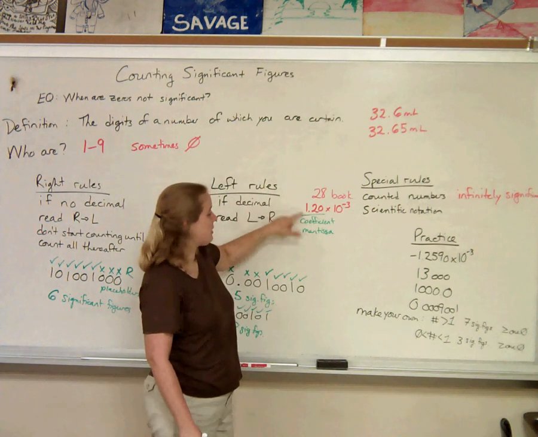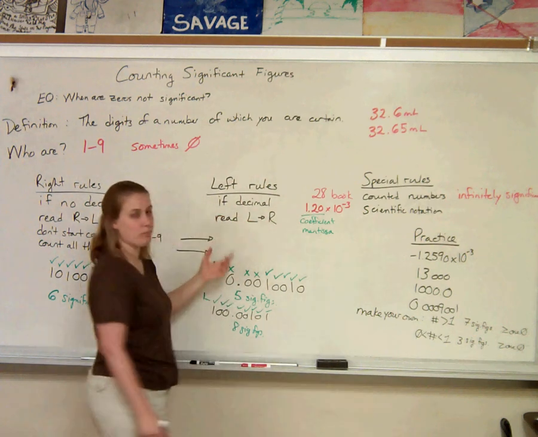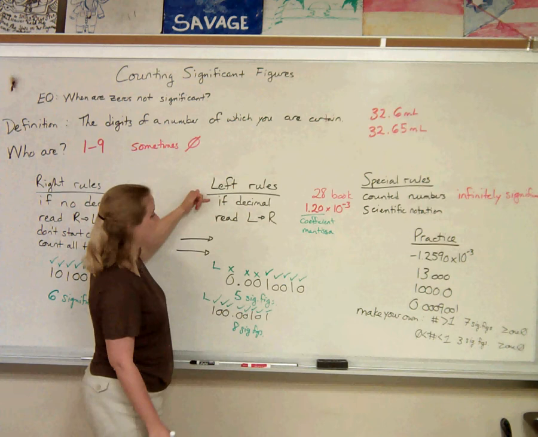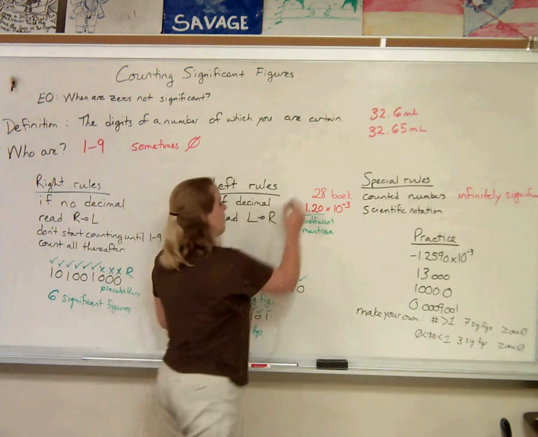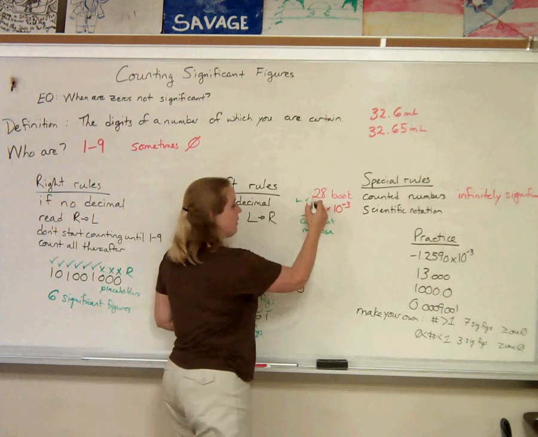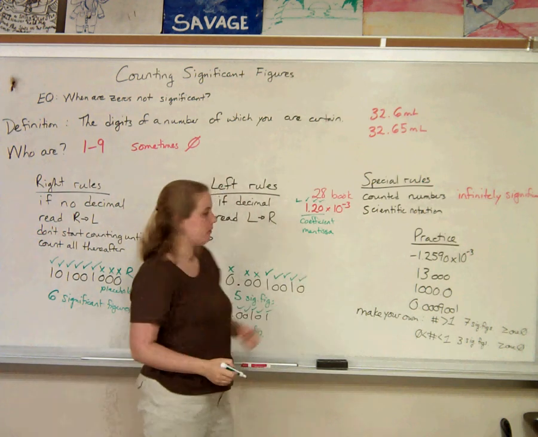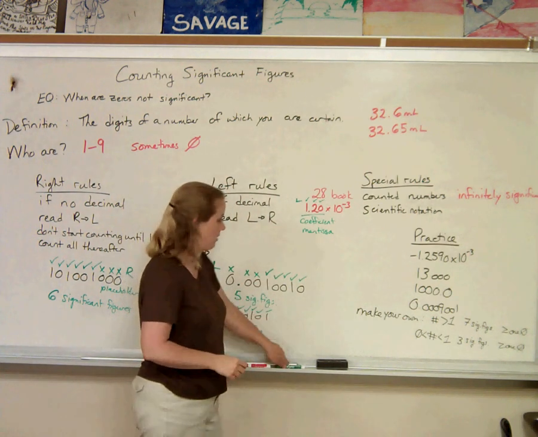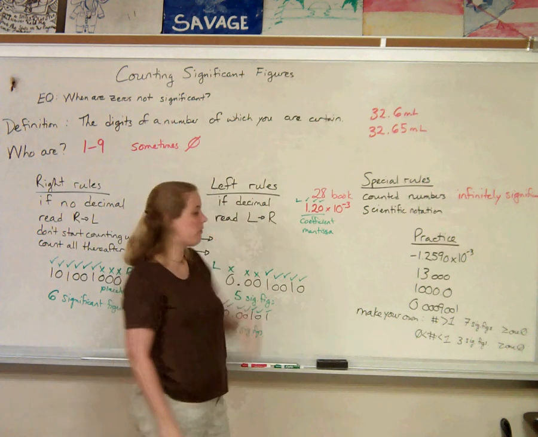So in this case, it's got a decimal, which pretty much all of your scientific notation numbers will have. Therefore, I read it from the left, going right. A 1 is significant, therefore the 2 and the 0 are also significant. So this number has 3 significant figures. All right, so let's practice counting some significant figures in these numbers.